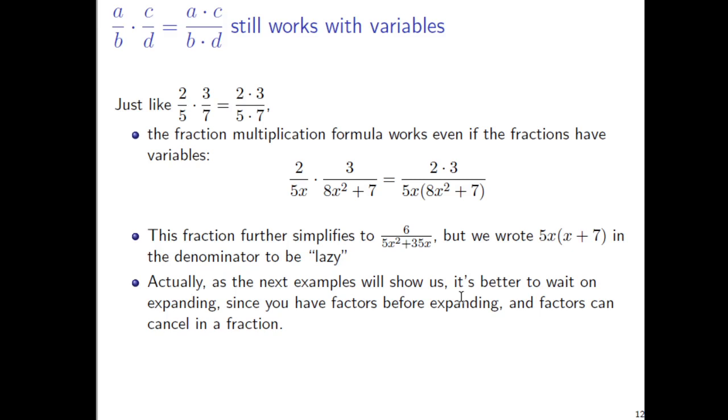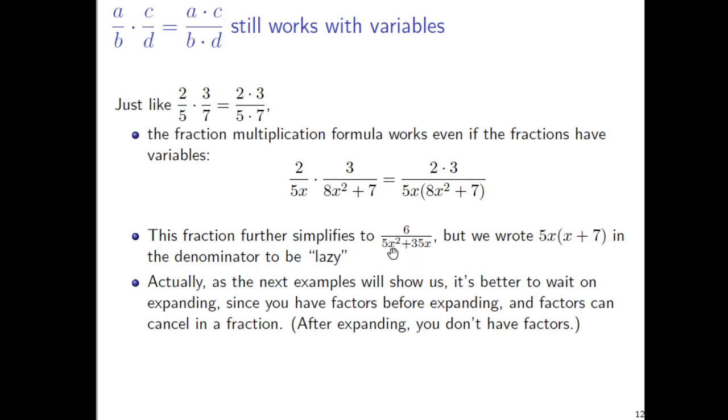Okay, as the next examples are going to show us, it's better to wait on expanding anyway. So you might look at 5x times the quantity 8x squared plus 7 and think, oh, I have to distribute 5x right away. I'd say, well, not necessarily. It's better to wait on any expanding, and by that I mean distributing, foiling, and so on, because before you expand, you have factors. And factors are good. Factors are the kinds of things that can cancel in a fraction. After expanding, you don't have factors.